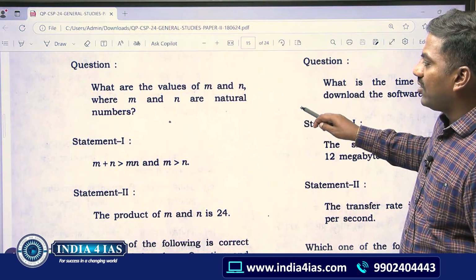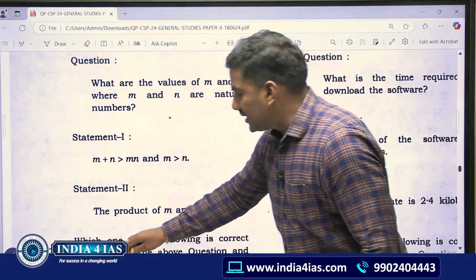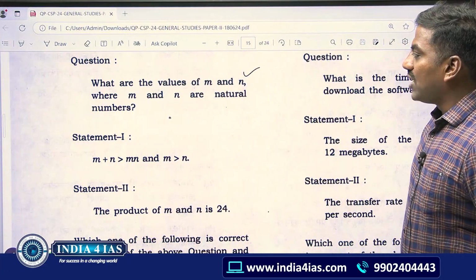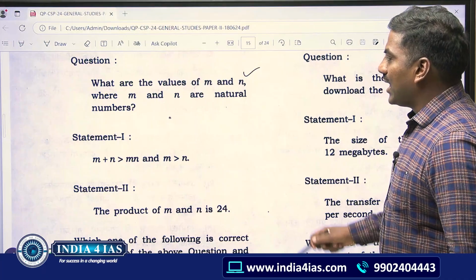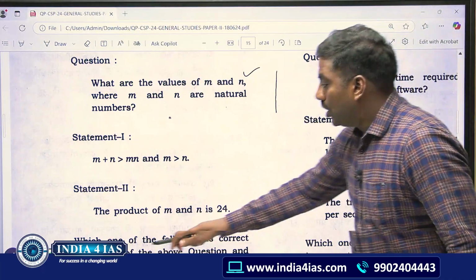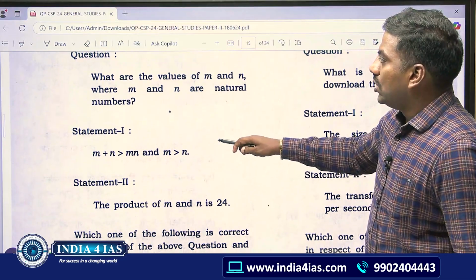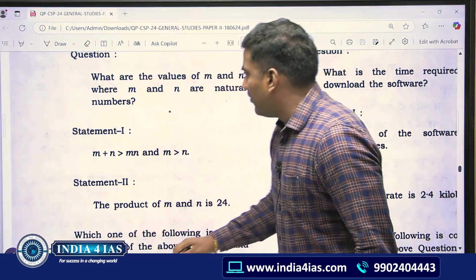Here they have given a question and statements. In such cases, we have to be extra careful. We have to read the question first. What are the values of m and n, where m and n are natural numbers? We should get the values of m and n. That's it. So the question is: what are the values of m and n?